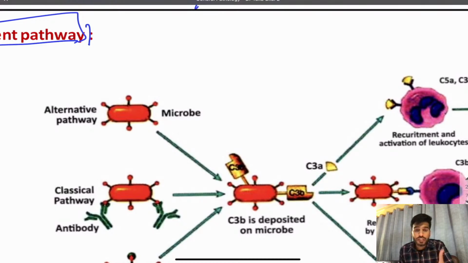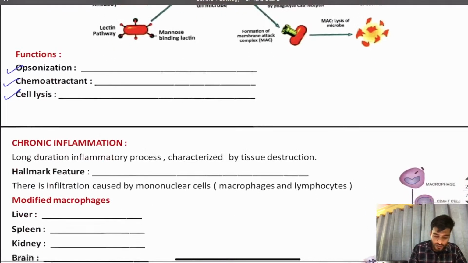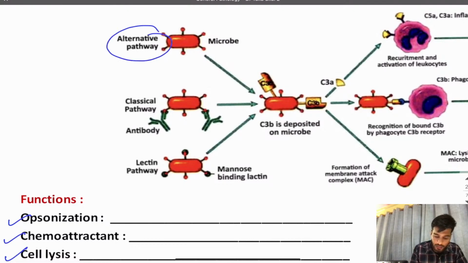If there is a deficiency of these complements, guys, yesterday I taught you that the most common complement deficiency is C2. There can be autoimmune disorders, there can be SLE, there can be infections and such conditions. Which type of necrosis is associated with such diseases, guys? Fibrinoid necrosis. So in autoimmune conditions, there is a complement pathway. These are the proteins. We have the alternate pathway, classical pathway, and lectin pathway.